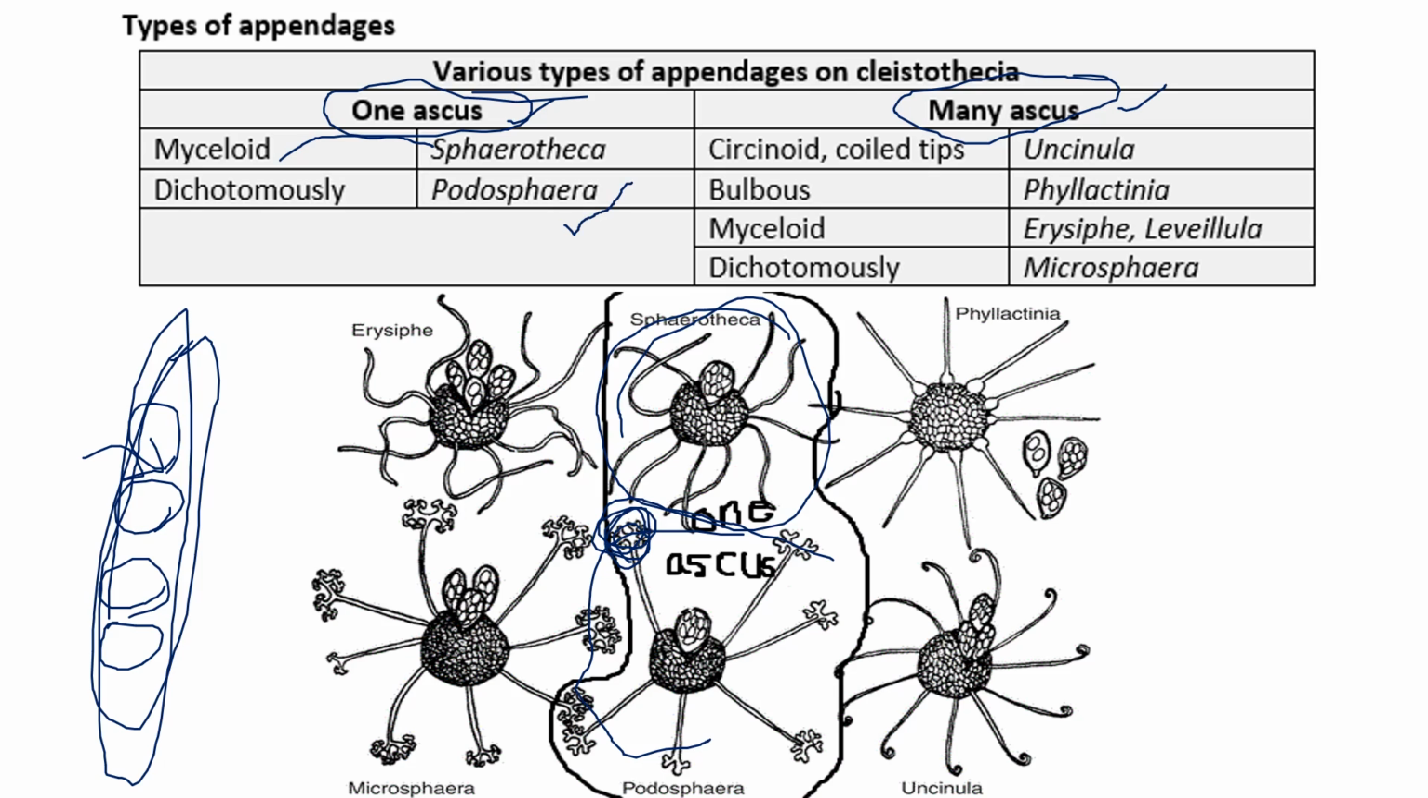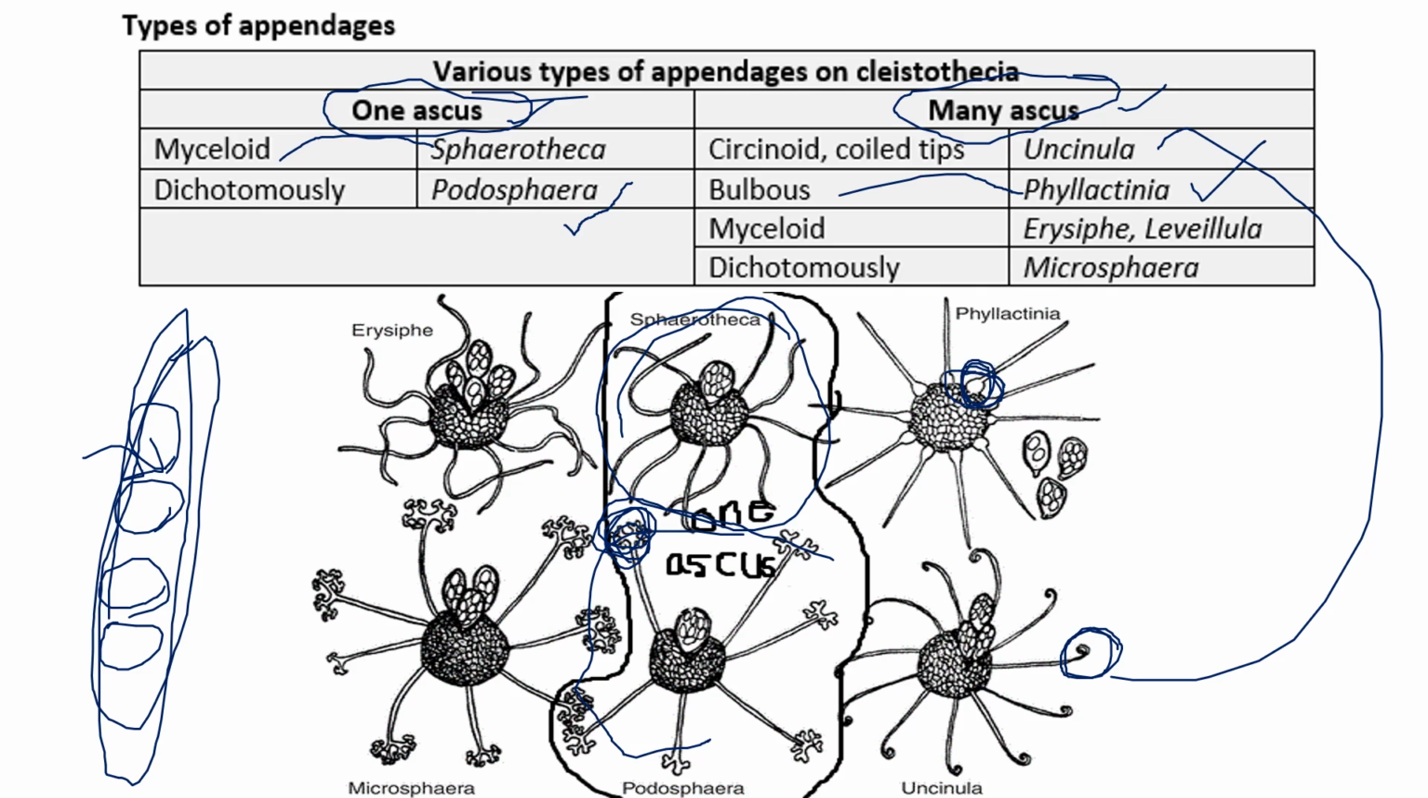Now we will go to the section of many ascus. In the many ascus, appendages are coiled, circinoid, coiled at the end, or curved at the end; various kinds of terminologies are used. We can see this kind of appendage here. This is Uncinula, with coiled or circinoid appendages. Bulbous appendages with many ascus: Phyllactinia. We can see bulbous appendages at the base of the cleistothecium, bulb-like appendages, right? This is the best example for Phyllactinia.